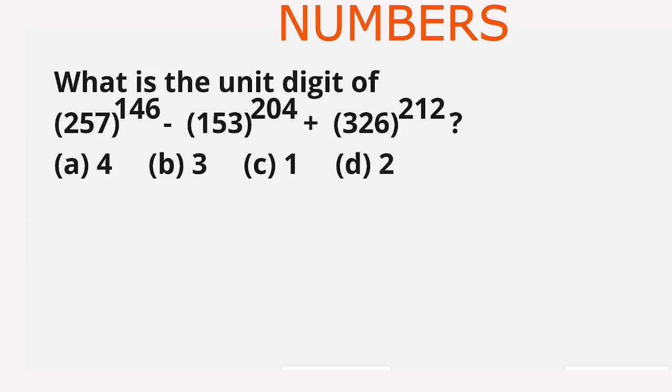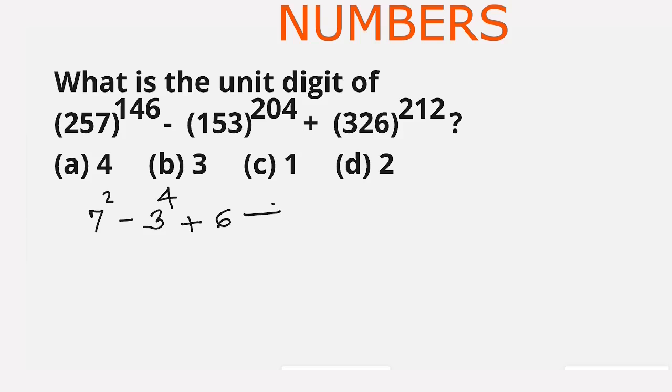So we can write it as 7 to the power 2 minus 153. We will take 3 out of this 153 and we will divide 204 by 4. The last two digits of 204 are 04. So we divide it by 4 and the remainder comes out to be 0, but then we will take it as 4. Then we will write 3 to the power 4 plus, we know that whatever may be the power of 6, the unit digit in all the powers of 6 is always 6. So we write it as 6.